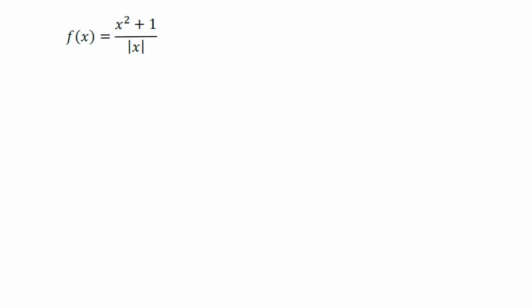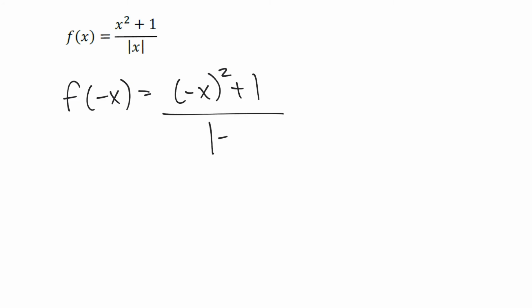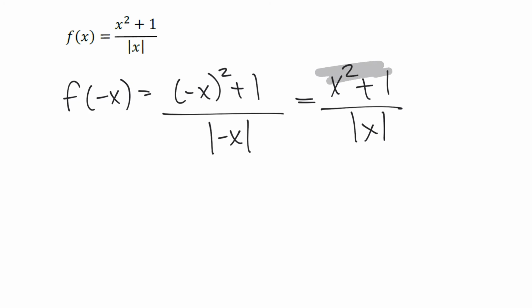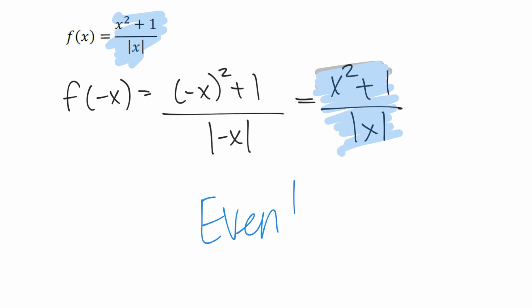Okay, so we have the next one. So algebraically, we plug in a negative x. So I have a negative x quantity squared plus 1 over the absolute value of negative x. So a negative x squared is a positive plus 1. The constant doesn't change. The absolute value of x and the absolute value of negative x are exactly the same. So it gives me this. And if you notice, this and this are identical, which means this is even.